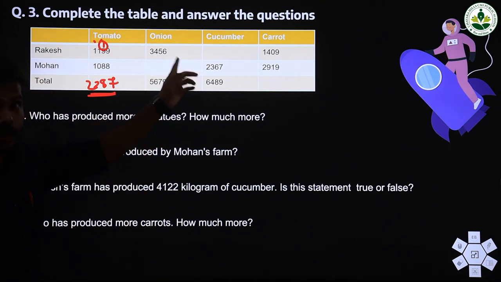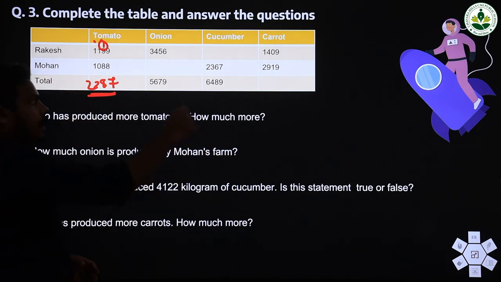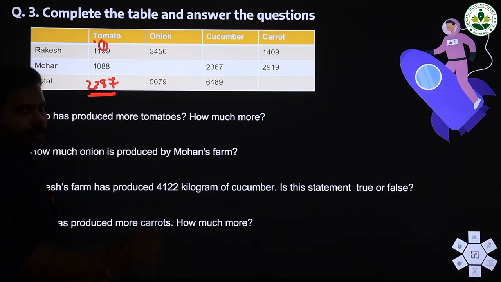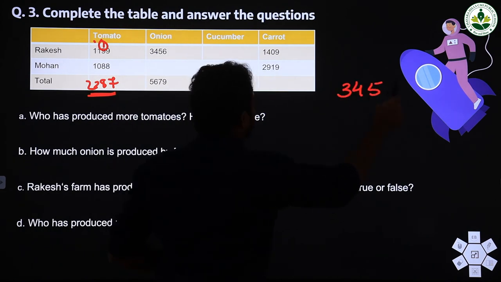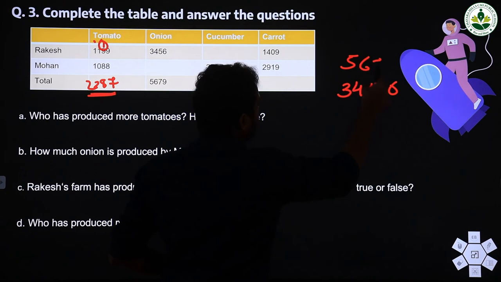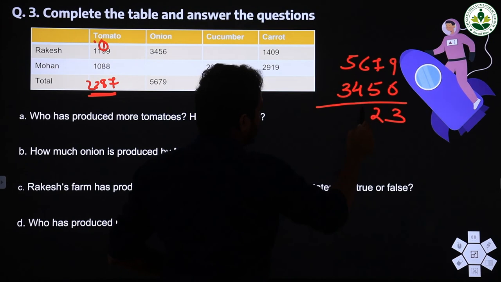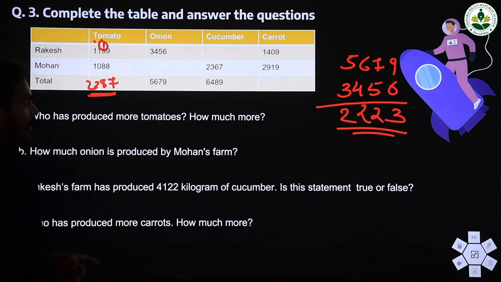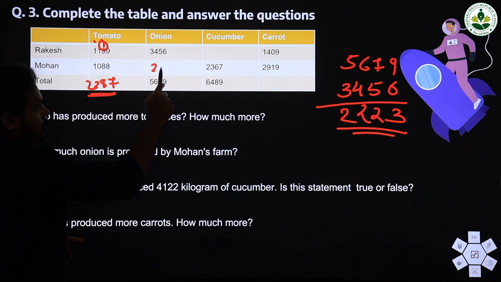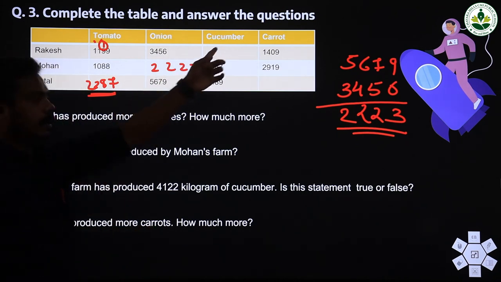In the second column, they gave the total and one number. We need to find the other number. How will you find the second number? For that, we need to subtract the first number from the total. That means we need to subtract 3456 from 5679. 9 minus 6, that is 3. 7 minus 5, that is 2. 6 minus 4, that is 2. 5 minus 3, 2. So the number of onions Mohan produced is 2223.